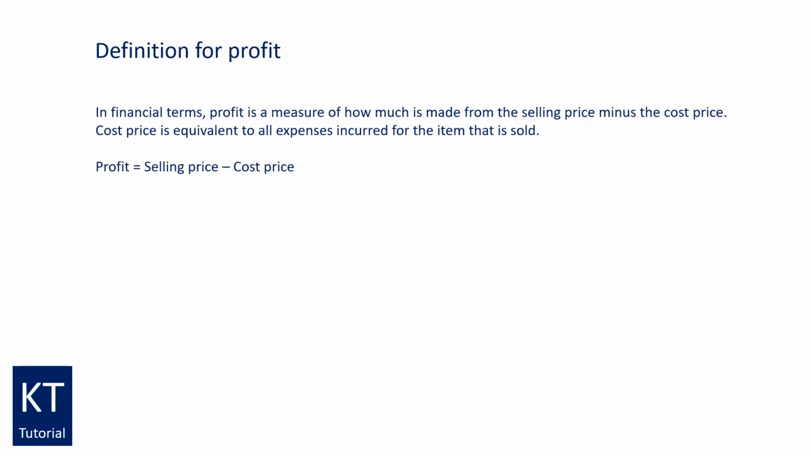Starting with the definition for profit. In financial terms, profit is a measure of how much is made from the selling price minus the cost price. Cost price is equivalent to all expenses incurred for the item that is sold. As a formula, profit is selling price minus cost price.